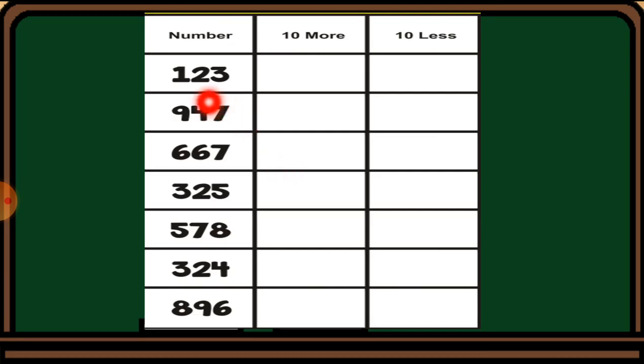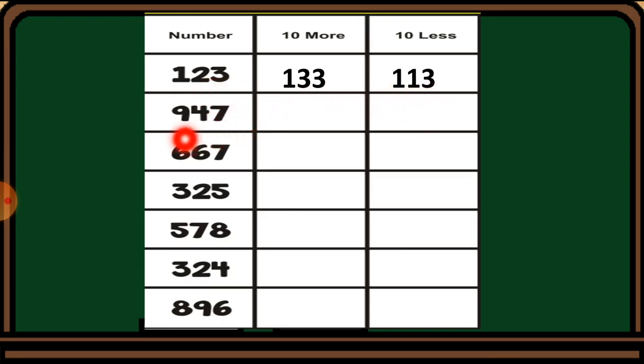So now let's see some examples regarding this topic. Here is 123. In the first column we have to add 10, and in the second column we have to cut 10 and write down the answer. So here 123. First we add 10 to this number. Let's see the answer. 133. If you add 10 to this number, you get the answer 133. Now let's see, if we cut 10 from this 123, you get the answer 113.